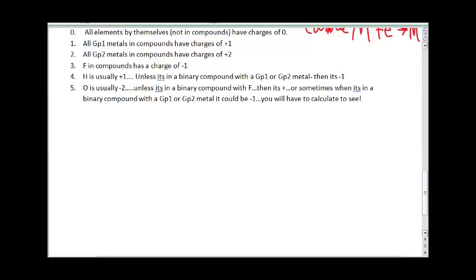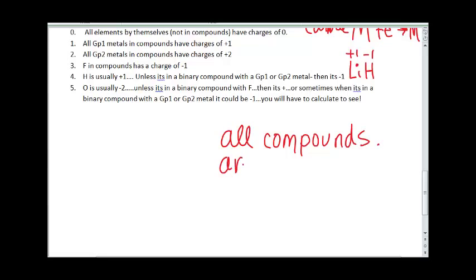Rule 4: hydrogen's almost always going to be +1, unless it's in a binary compound with a group 1 or group 2 metal, then it's -1. For example, LiH, lithium hydride. Lithium is in group 1. In compounds, it has to be +1. So that means H is going to have to be -1 because all compounds are neutral, right? That's another really important thing. All compounds are neutral, so that means the charges of all the atoms have to add up to 0.